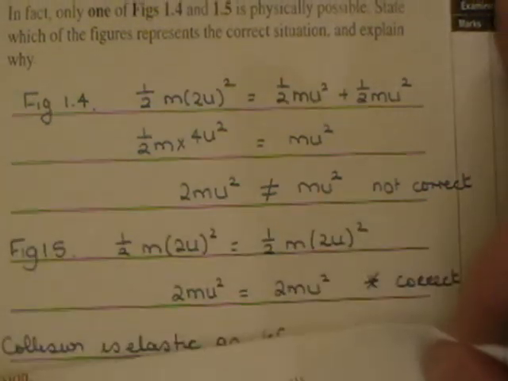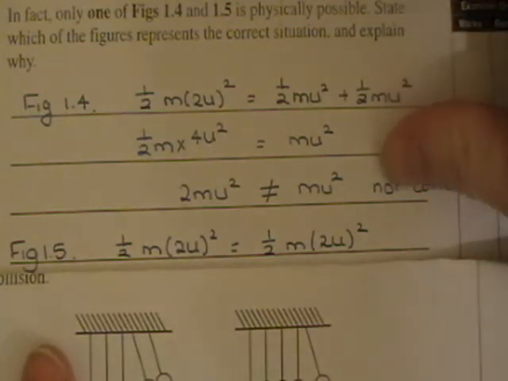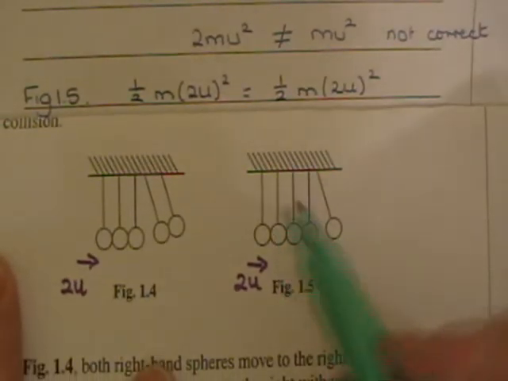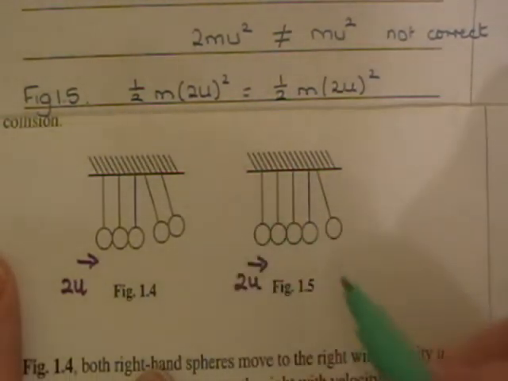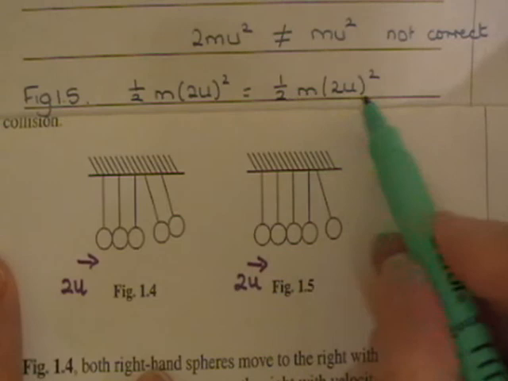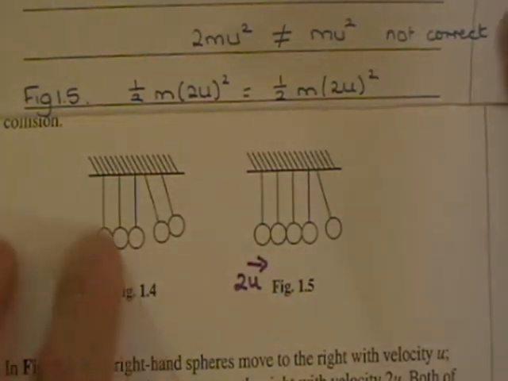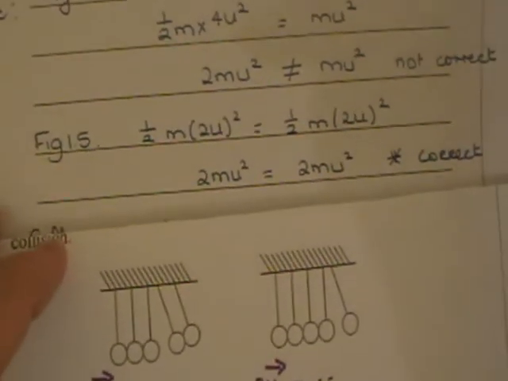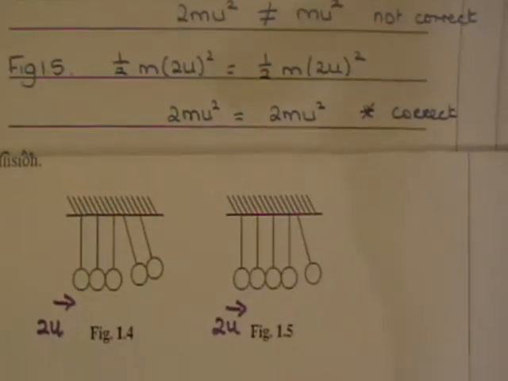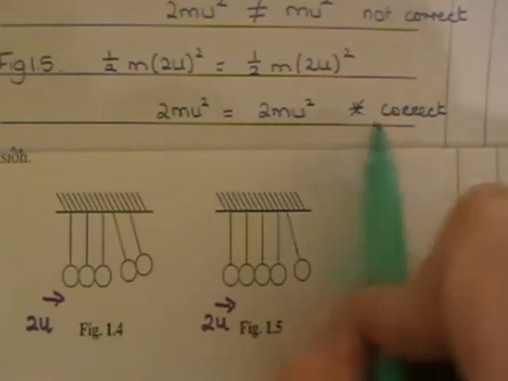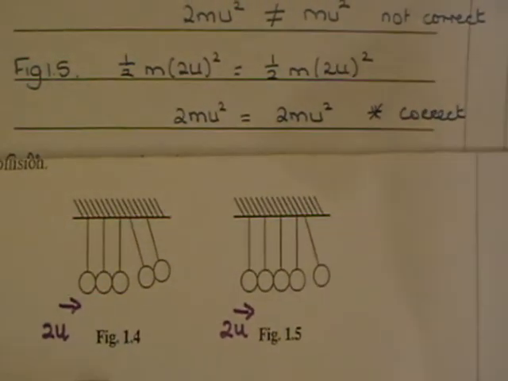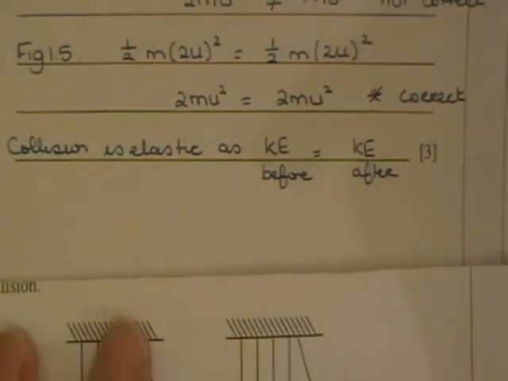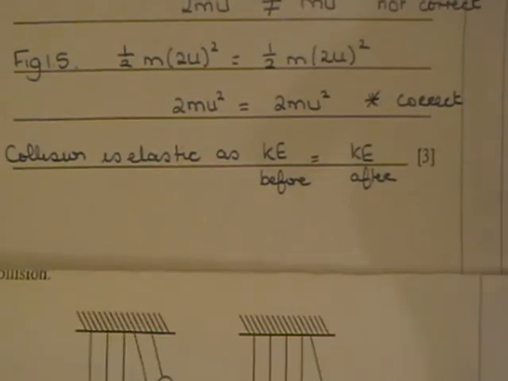In the second example, however, figure 1.5, you've got a half m times 2u, all squared, and that's equal to half m times 2u squared again. And you can see immediately, without even multiplying that out, that those have to be equal to each other. But just to show you, when you multiply it out, you do again, of course, get 2mu squared equals 2mu squared, and this is the one which is correct. And the reason is the collision is elastic, as the kinetic energy before is equal to the kinetic energy after.